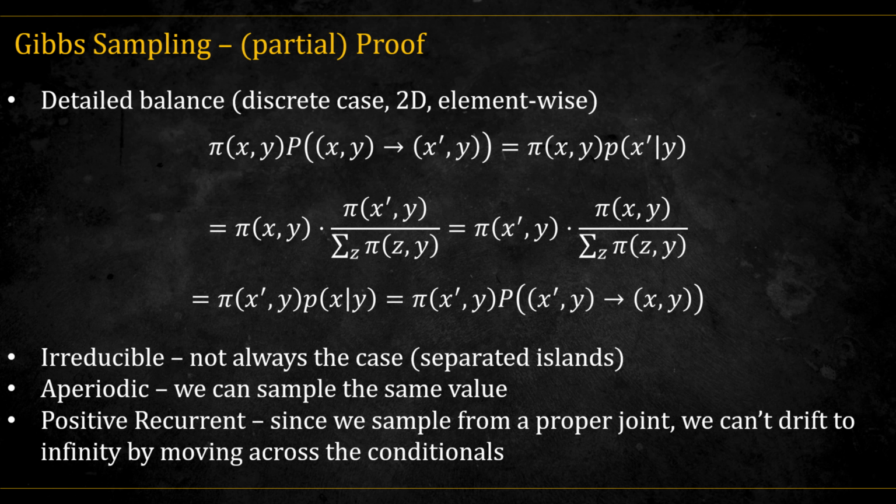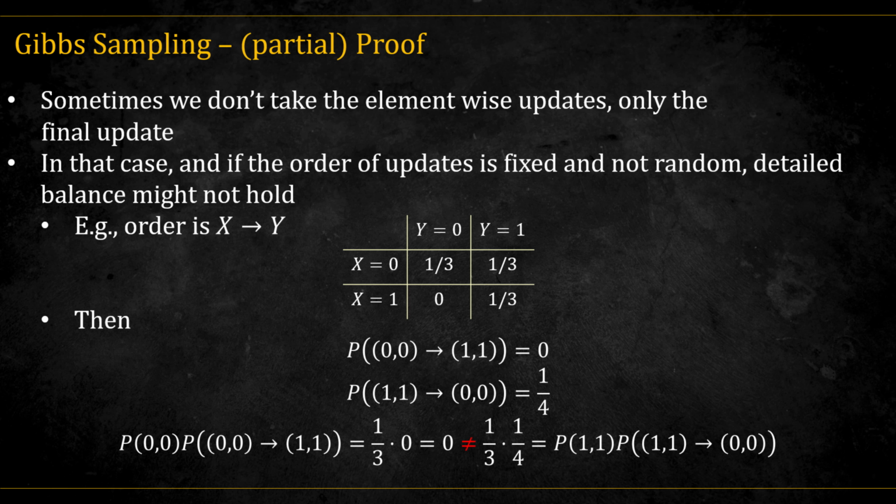Well, as we saw, it might not be, as in the separated islands example. So this is something we need to look out for when examining the joint. We could impose some conditions on the joint to guarantee that the chain is indeed irreducible, but I think it's better to simply examine each problem on its own. The chain is aperiodic since we can sample the current position in the conditional, so we can return to the same state in one step. And the chain is positive recurrent since we sample from a proper joint, so we can't drift into infinity by moving across the conditionals.